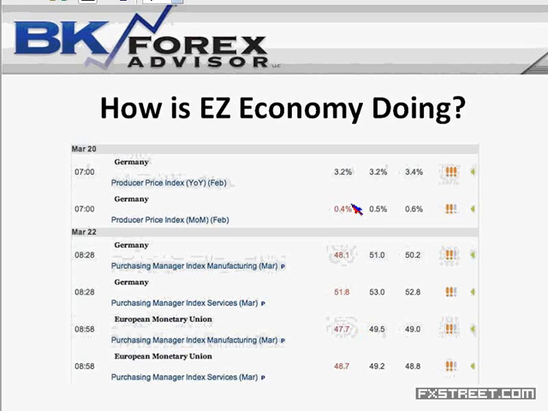And also we saw German producer prices released earlier this month, and even though we had oil prices on the rise, we don't have too much of an uptick in producer price growth.